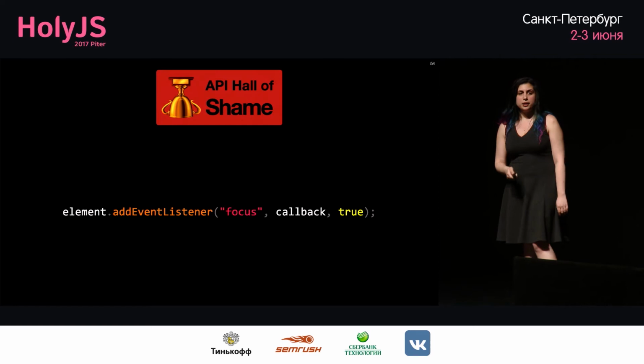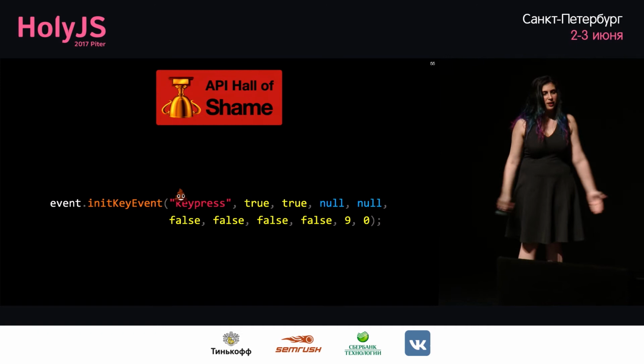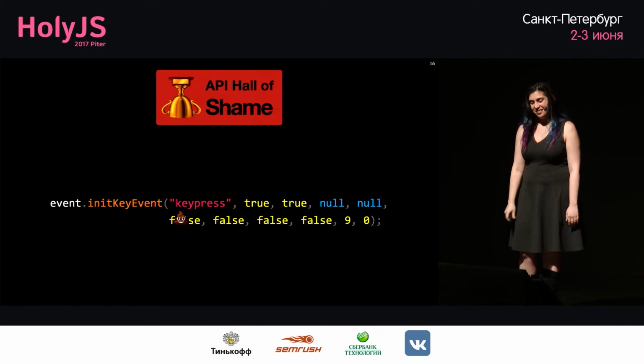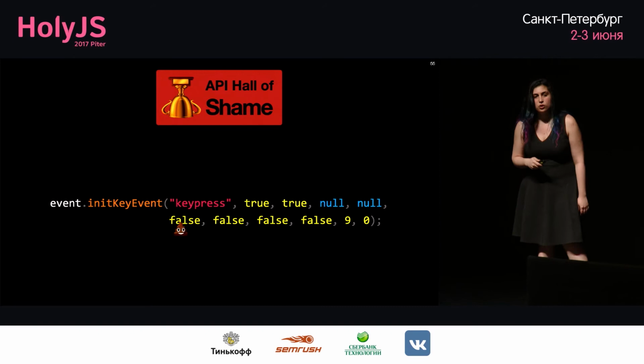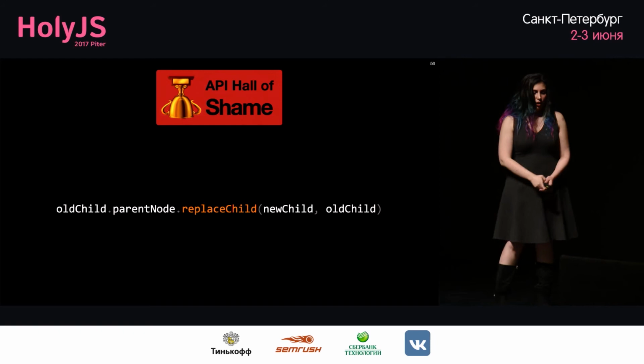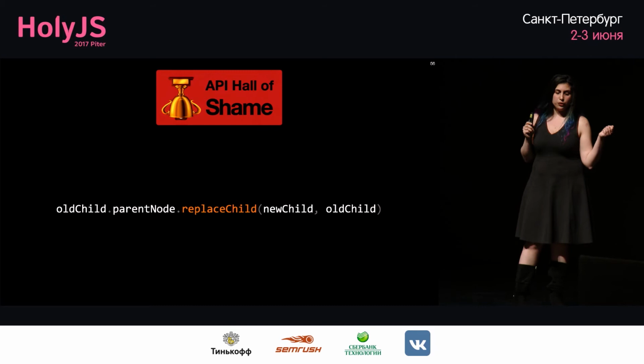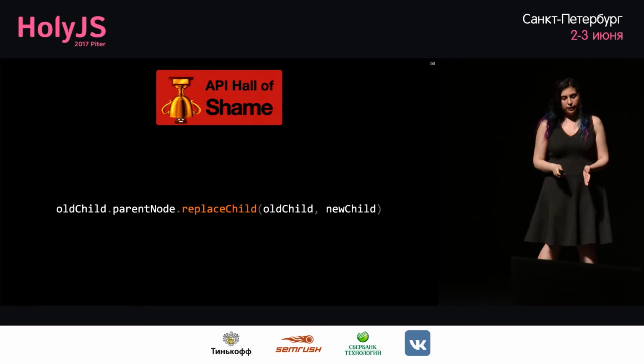And why stop at one when you can have 10? I have no idea what any of these arguments do after key press. This is the kind of code that you cannot write or read without documentation. And there's also parameters which make sense individually, but their order doesn't. Like, every time I use vanilla JS and the replace child method, I cannot for the life of me remember if it's new child first or old child first. Even as I'm giving this talk, I cannot tell you for sure.